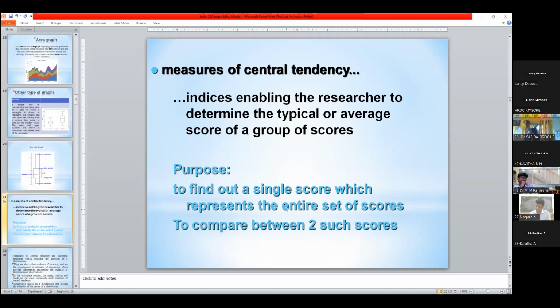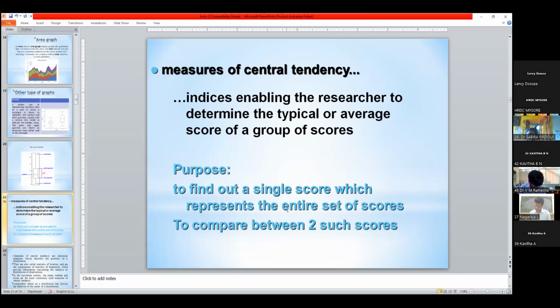So the next one, after graphical representation as one of the measures of descriptive statistics, we'll move on to the next level of descriptive statistics, referred to as measures of central tendencies. Once we talk about measures of central tendencies, they are also called measures of central locations, also called measures of averages. They go by different names. The purpose behind them is to find a single score which represents the entire set of scores.